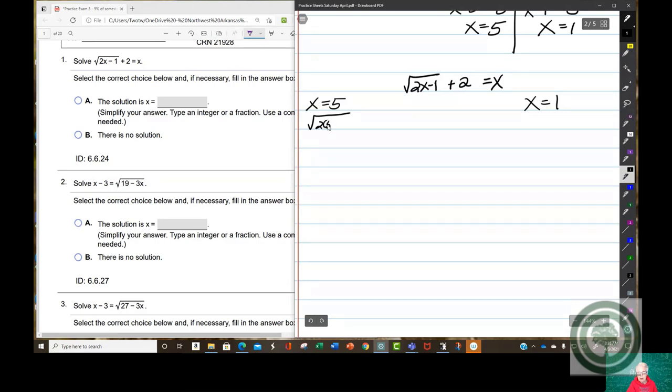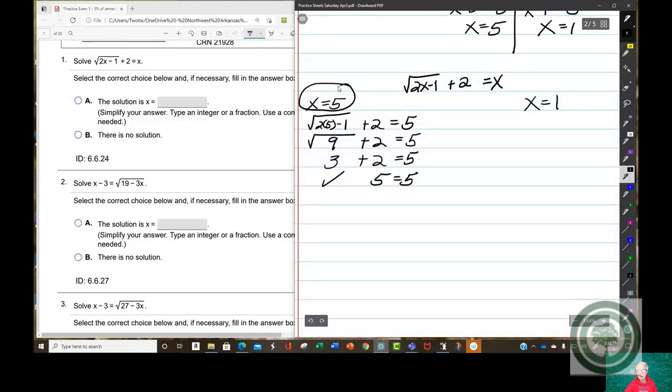2 times 5 minus 1 under the radical, plus 2 equals x, which is 5. So 2 times 5 is 10, minus 1 is 9, plus 2 equals 5. The square root of 9 is 3. 3 plus 2 equals 5. Woohoo! This is going to work. 5 equals 5. Yay! So that means x equals 5 is a solution.